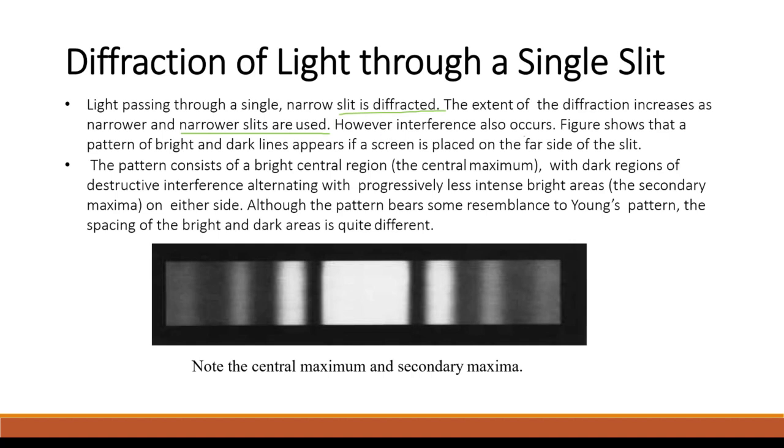However, interference also occurs. The figure shows that a pattern of bright and dark lines appears if a screen is placed on the far side of the slit. The pattern consists of a bright central region, the central maximum, which is this region, and then dark regions of destructive interference here and here on either side, alternating with progressively less bright areas, which are the secondary maxima here. And then it continues as you go on and on.